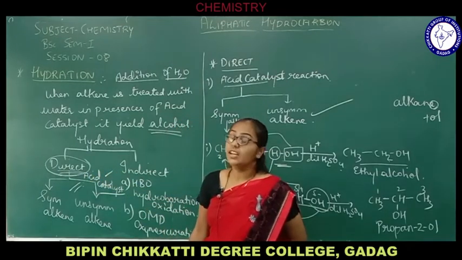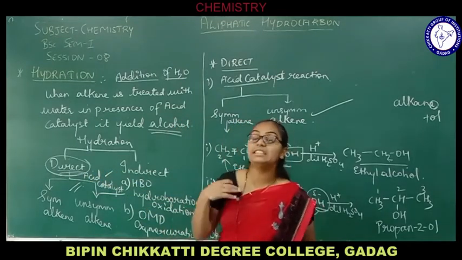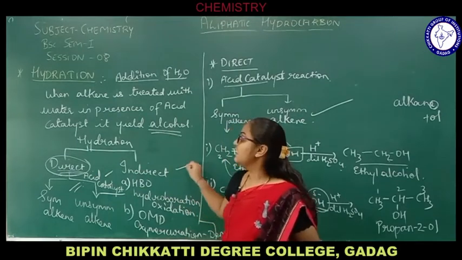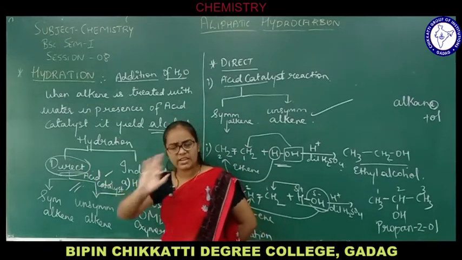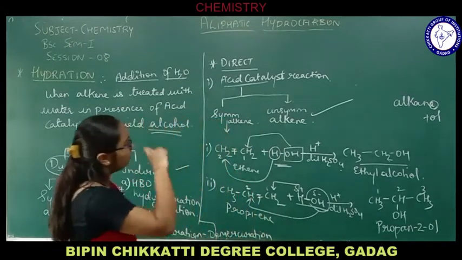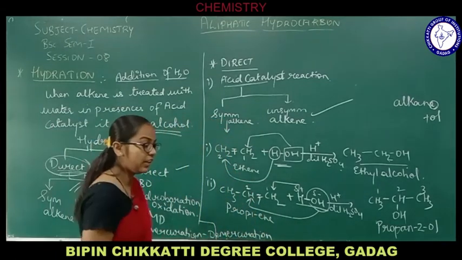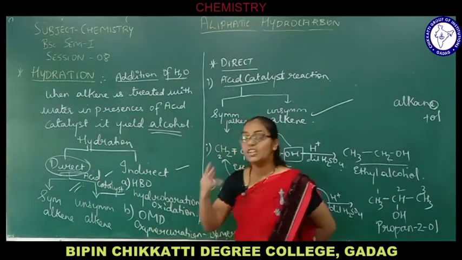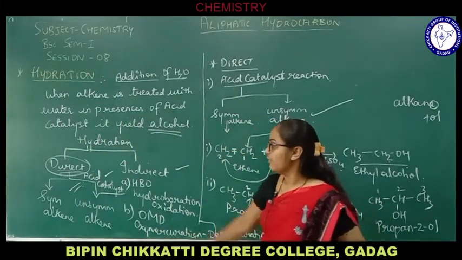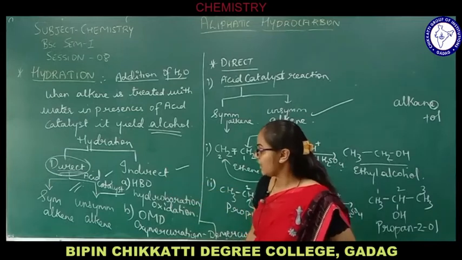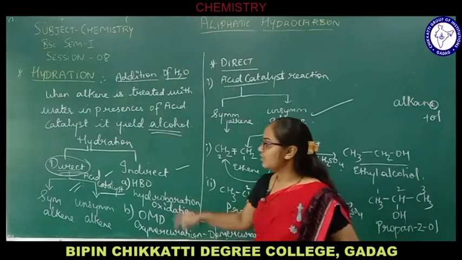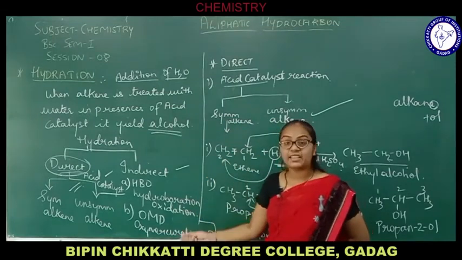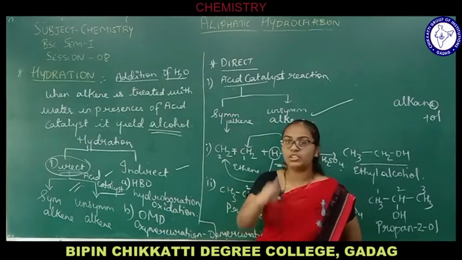Okay, now let's emphasize the second way, which is the indirect way. I guess you people have understood the direct way, it's very simple. Now let's understand the indirect way, which involves two important methodologies. First one is hydroboration oxidation, second one is oxymercuration demercuration. These are the two methodologies which come in the indirect way of attacking water molecule towards the olefin.